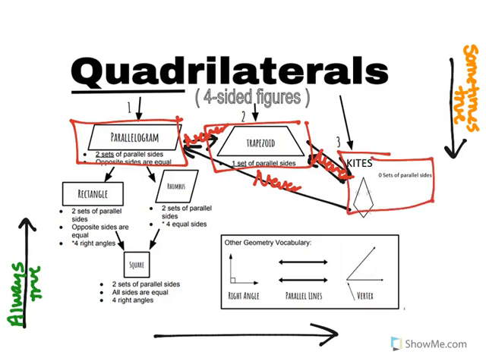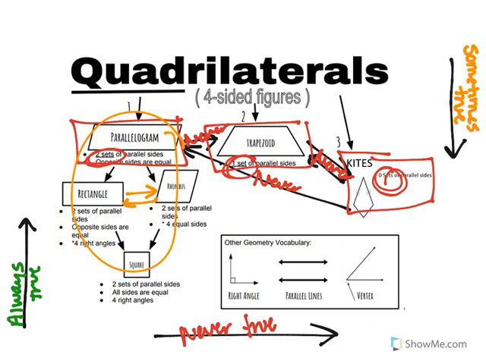A parallelogram will never be a trapezoid. A kite will never be a parallelogram, because parallelograms have two sets of parallel sides. Trapezoids have one set and kites have zero sets. So moving across, those are never true. The only exception is that sometimes right here between rectangles and rhombuses, because they belong to the same subcategory of quadrilaterals.